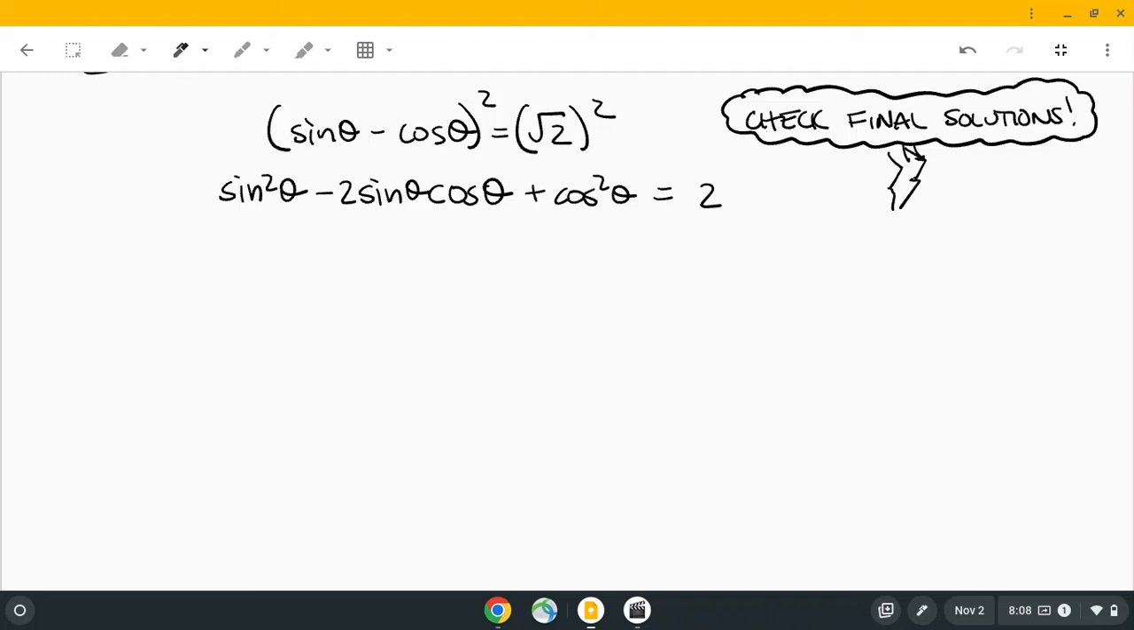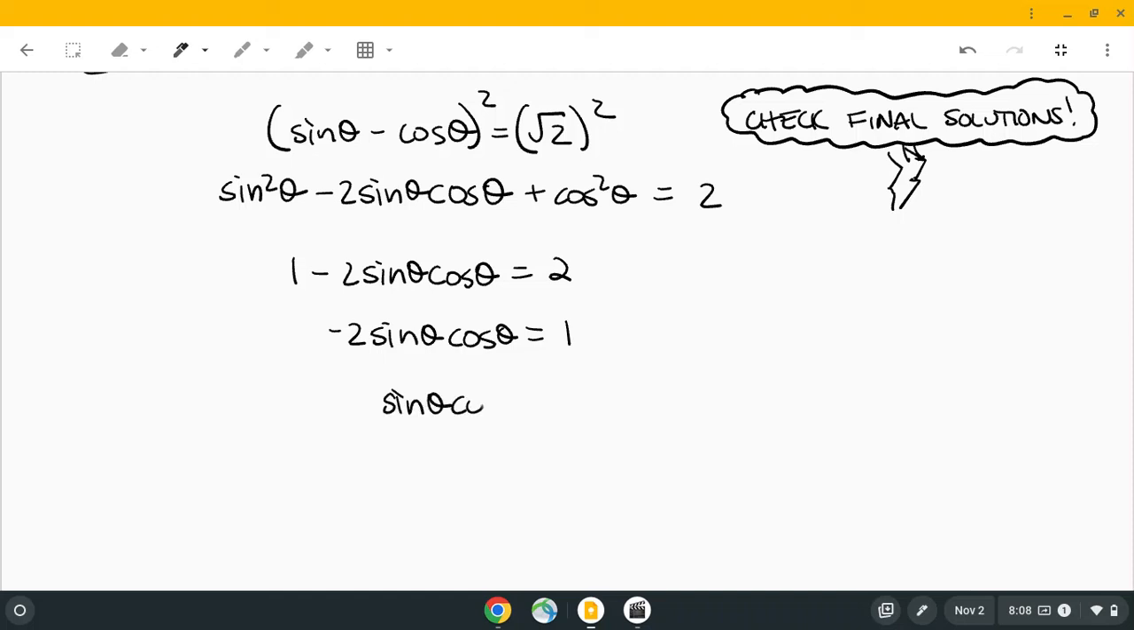Okay. Anyway, sine squared plus cosine squared is 1. So subtract 1 on both sides. So I get negative 2 sine theta cosine theta equals 2 minus 1, which is 1. Divide both sides by negative 2. Sine theta cosine theta equals negative 1 half.